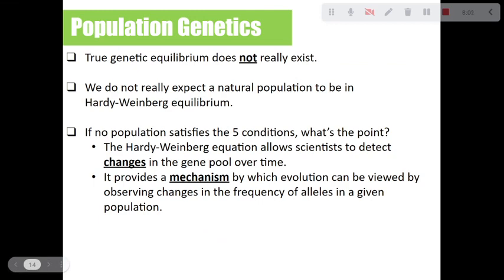So, true genetic equilibrium does not really exist. So, we do not really expect a natural population to be in Hardy-Weinberg equilibrium. If no population satisfies the 5 conditions, what's the point? So, the Hardy-Weinberg equation allows scientists to detect changes in the gene pool over time. So it provides a mechanism by which evolution can be viewed by observing changes in the frequency of alleles in a given population.